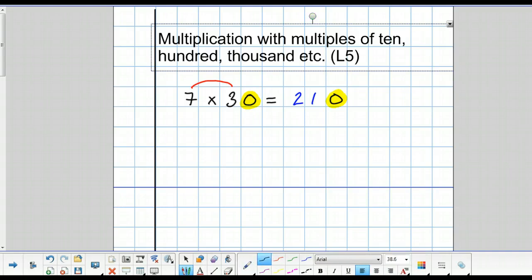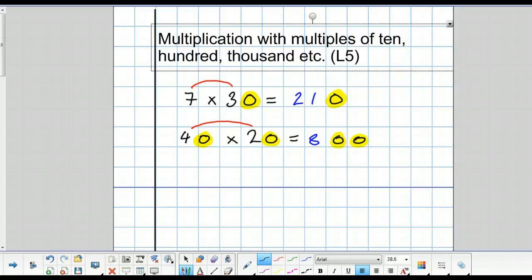Let's look at another example. 40, a multiple of 10, times 20, another multiple of 10. Well, we multiply the leading figures together. 4 times 2 is 8. And then we look to see how many zeros we have in the question. Here we have 2 zeros. So our answer requires 2 zeros. So 40 times 20 is 800.